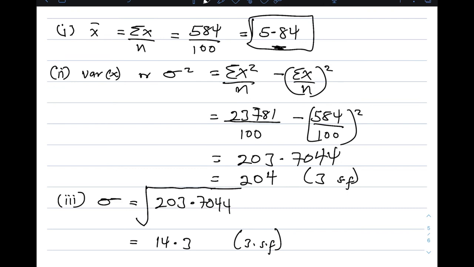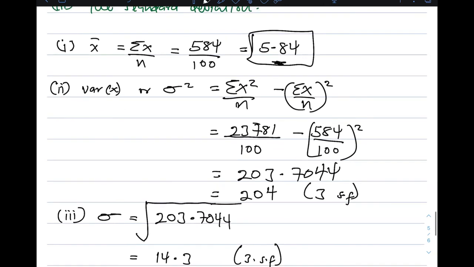So I hope you got these answers. You got your mean to be 5.84. You got your variance to be 204. That's correct to three significant figures. And then finally, you got your standard deviation to be 14.3.